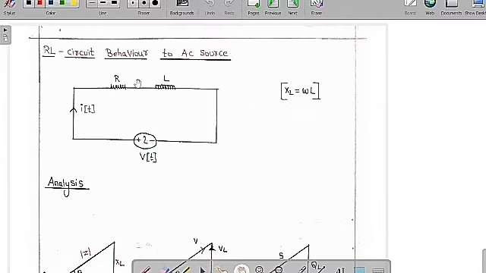Now we are going to discuss the RL circuit behavior with an AC source. Basically, what is the nature of the RL circuit's behavior with an AC source? Suppose the source voltage is v(t) and we connect it to the RL load. We will discuss the nature of the current and the voltage. Here XL is equal to omega into L, which is called the inductive reactance.